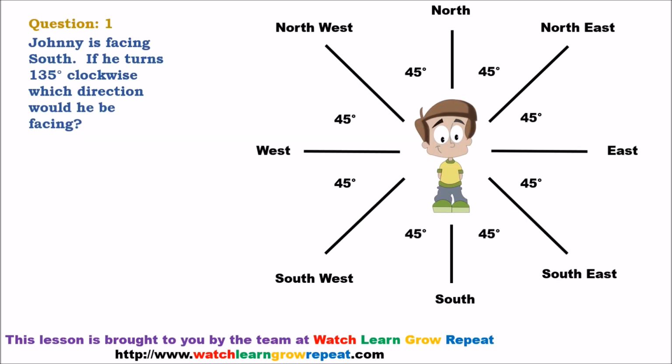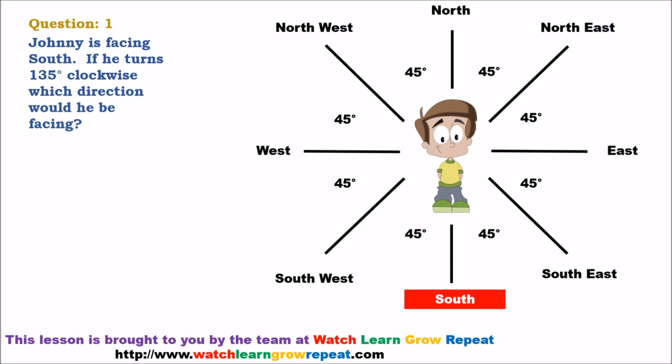Okay, so time for question number 1. Johnny is facing south. If he turns 135 degrees clockwise, in which direction would he be facing? All right, so let's try and solve this with what we learned about directions and about angles. Right now we have Johnny facing south, so we've got that labeled in red.